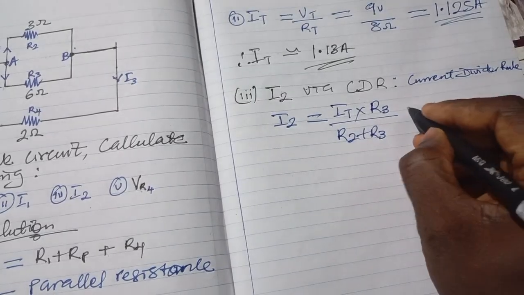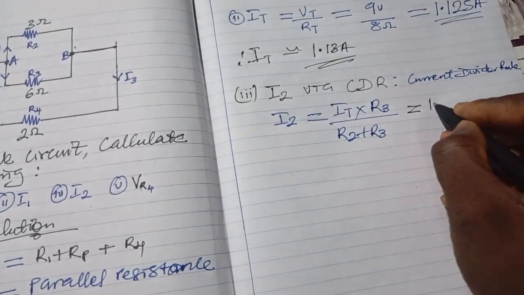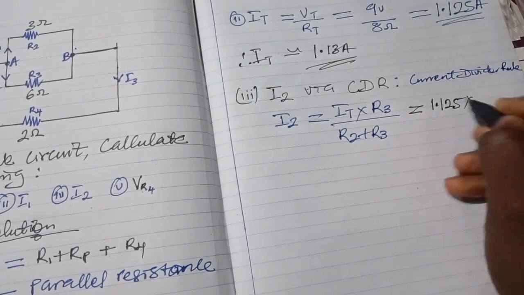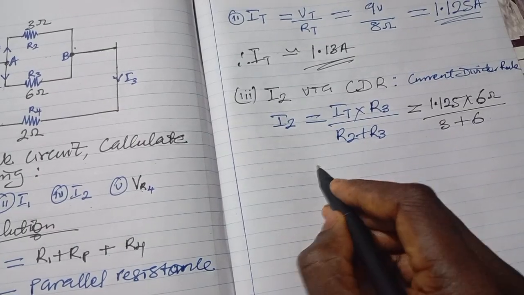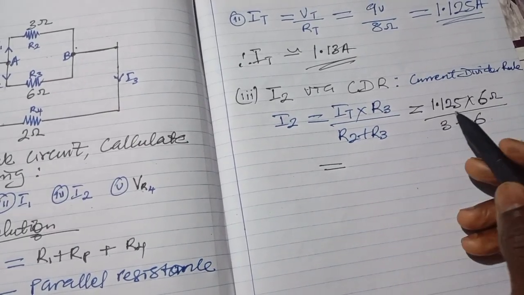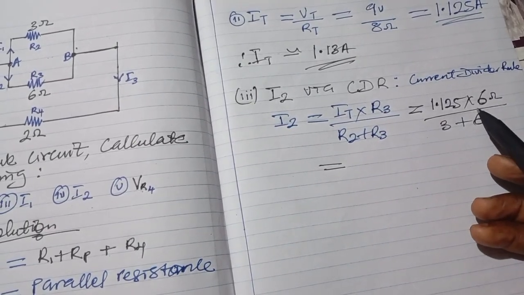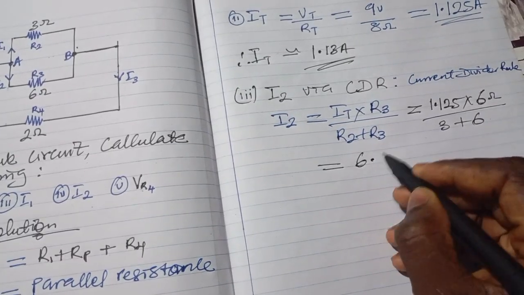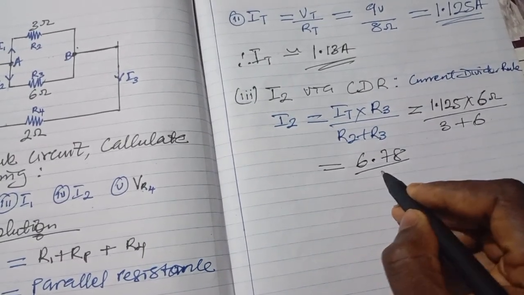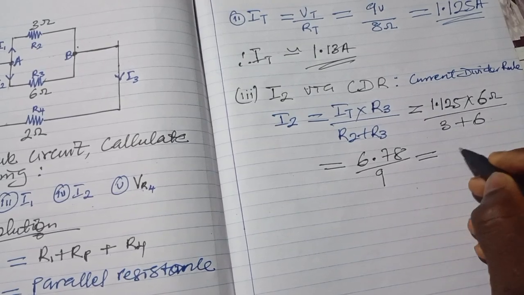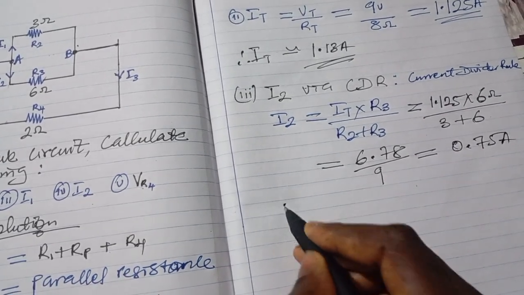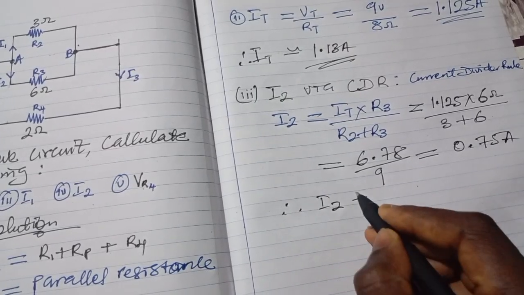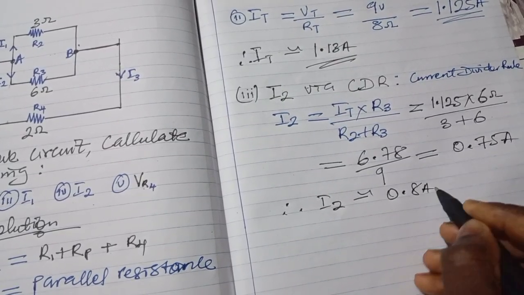So let's substitute. Our IT is 1.125 multiplied by R3, which is 6 ohms, then divided by 3 plus 6. So this is equal to 1.125 multiplied by 6, approximately 6.78, divided by 9. This will give us 0.75 ampere. So therefore I2 is approximately 0.8 ampere.